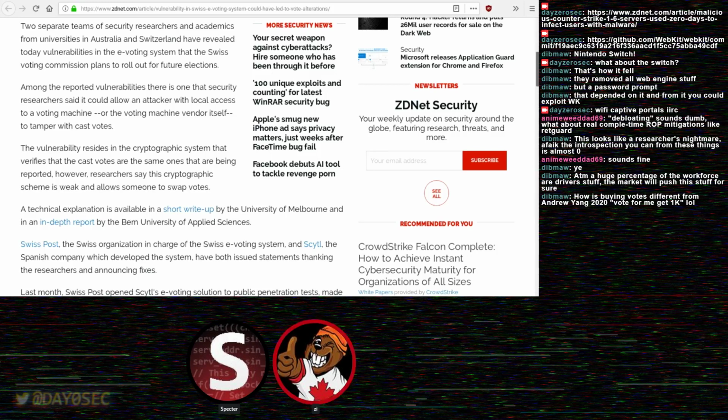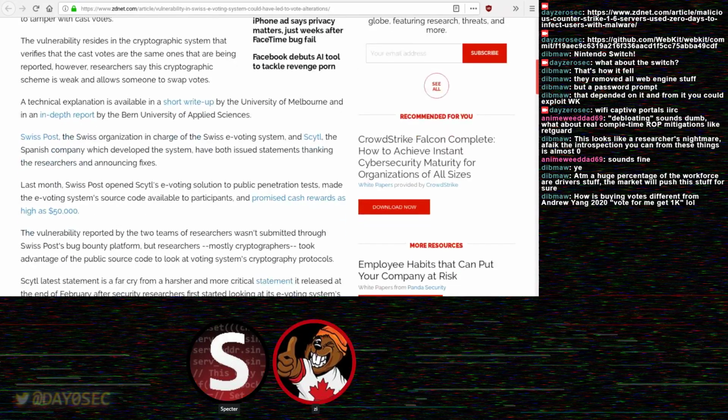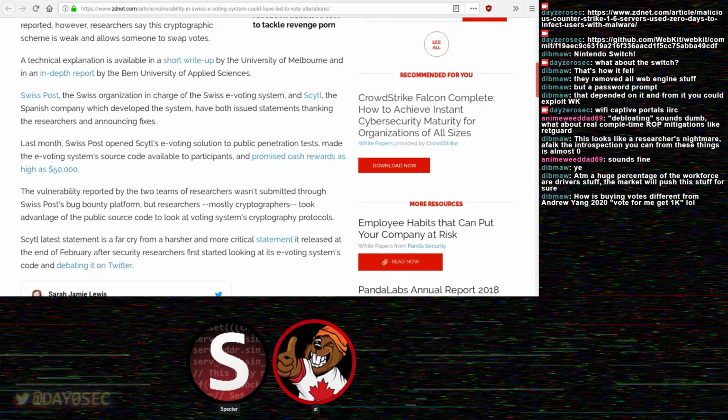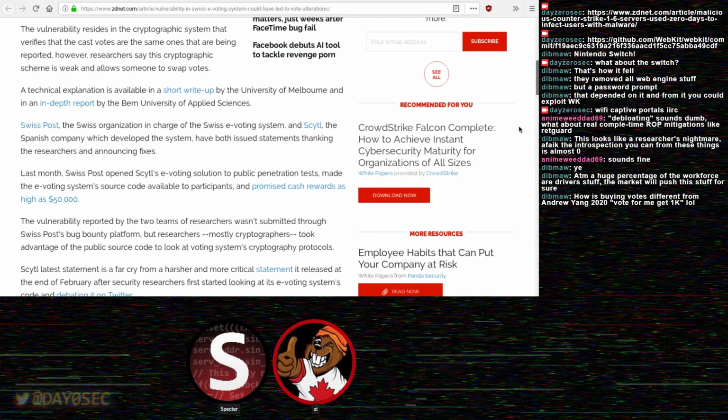Yeah, that said, the vulnerabilities actually had to do with the crypto. So this is another kind of crypto issue, which had to deal with basically being able to swap or change votes. A couple of key points about this. I think the organization in charge of the e-voting is called Swiss Post. So when I say Swiss Post, I'm not talking about their postal service. That's what I would think of if I saw that, to be honest.